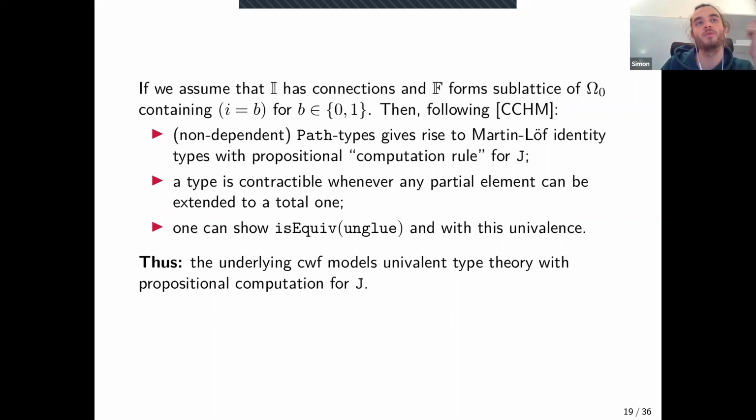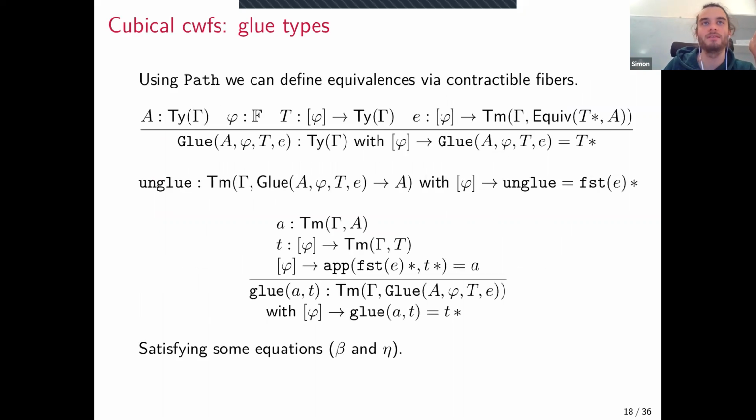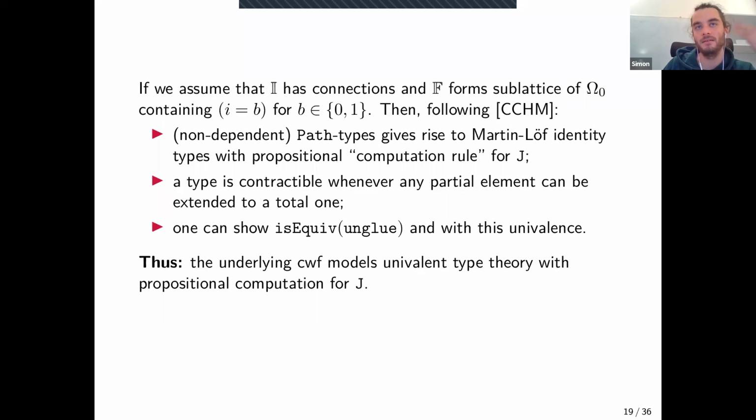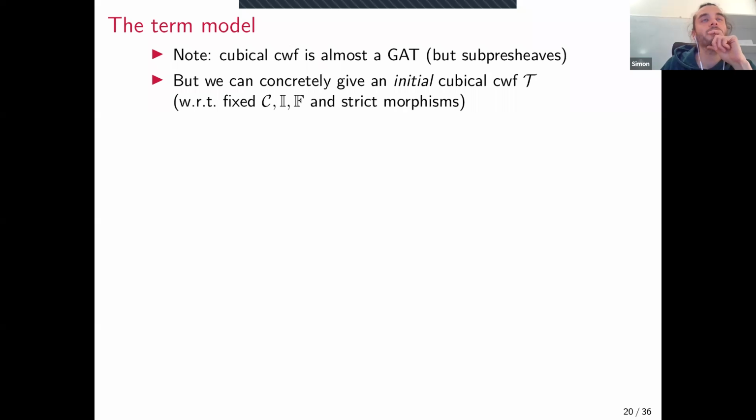And then you can also prove that the type is contractible whenever any partial element can be extended to a total one. And then using this, we can show that this function here is actually an equivalence, giving us a model of univalent type theory where we have propositional computation for J. So with some structure on I and F, we get a model of univalent type theory.